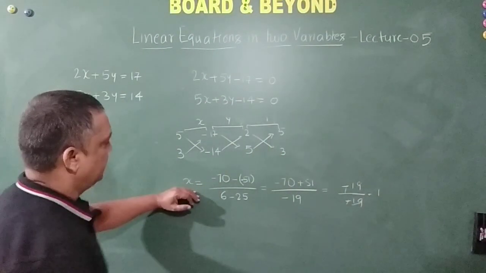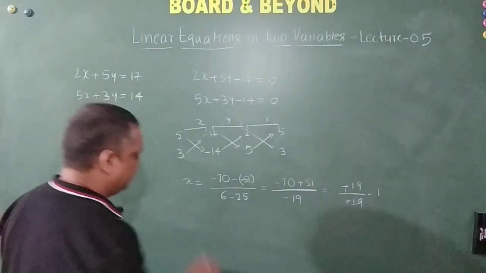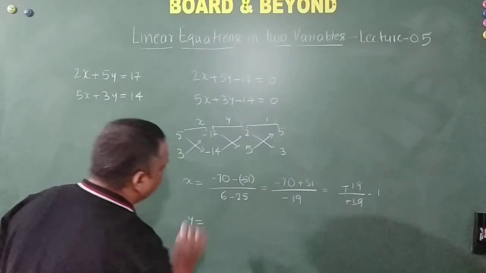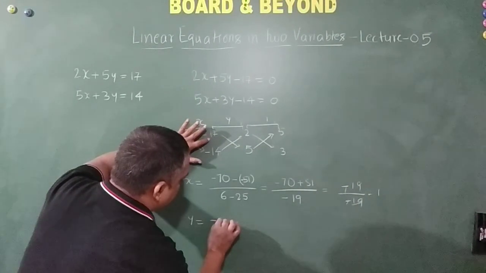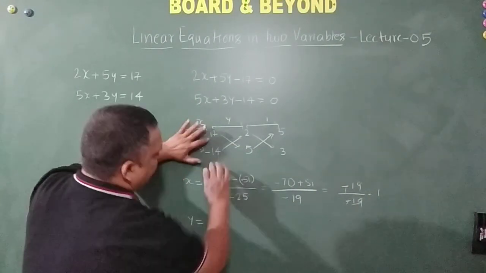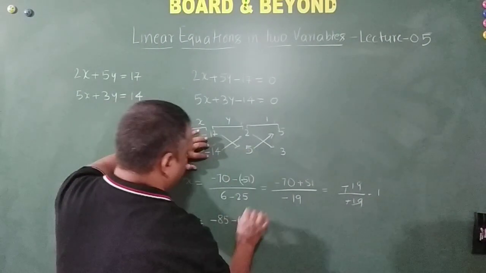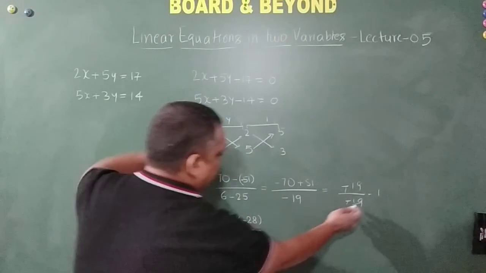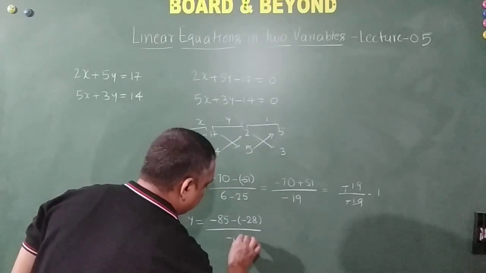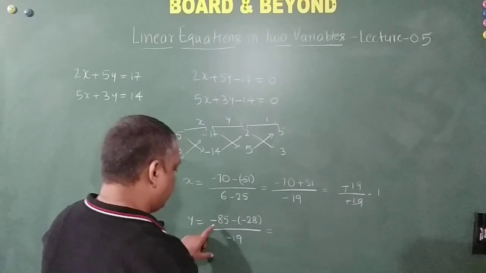Okay. Now similarly we can find out the value of y. Let us do it here only. Y is equal to this into this, that is minus 85, minus of this into this, that is minus of 28, divided by this remains same, minus 19. Okay. So this gives me how much, my friends?